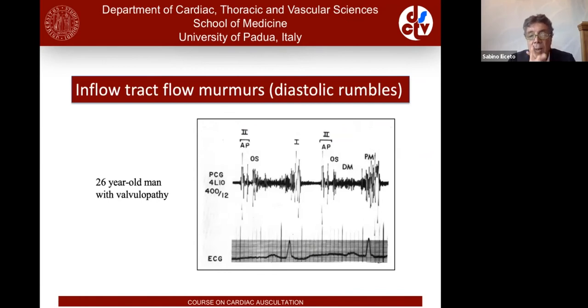So this is the tracing with the electrocardiogram that facilitates the identification of the cardiac cycle in a patient with mitral stenosis. Let's start with the heart wave here. After the heart wave, we have the closure of the mitral valve. This is the first sound.